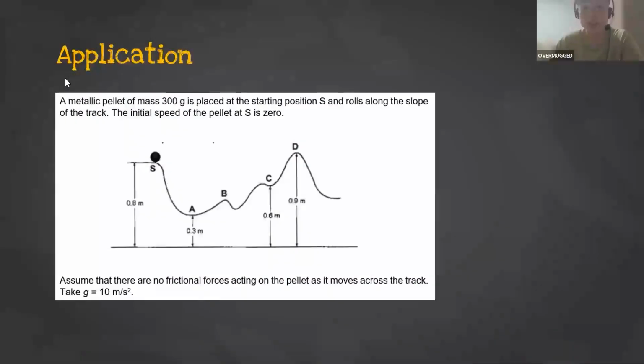Okay, so let's look at how this is applied. For example, a metallic pellet of mass 300 gram, you can see, right? In the exam question that I took out, they give you grams. It's placed at the starting position S and rolls along the slope of the track. The initial speed of the pellet at S is 0, meaning it's at rest, not moving. Assume that there are no frictional forces acting on the pellet as it moves across the track. Take gravitational field strength as 10 meters per second squared.